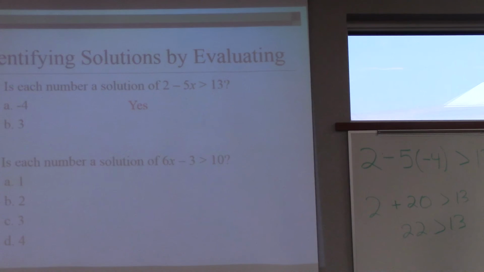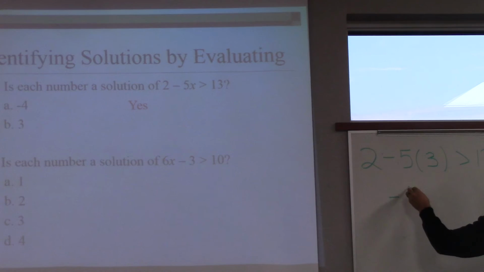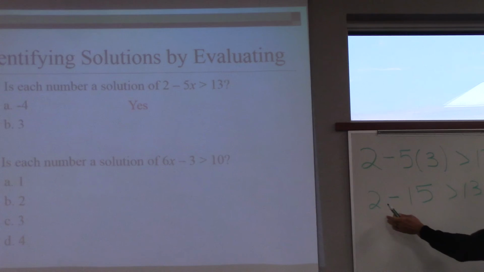So we go back, we do the same thing. Let me erase this. Now we're going to plug in 3. So 5 times 3 is 15. Doesn't change the sign. 2 minus 15 is negative 13. Is negative 13 greater than 13? No, it's not greater than. So that's not a solution. So we would say no to that.